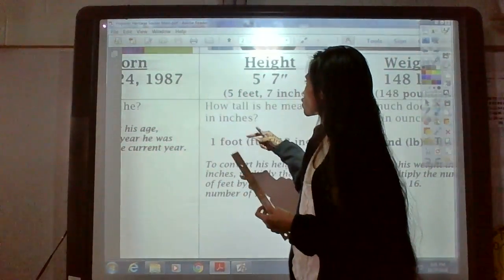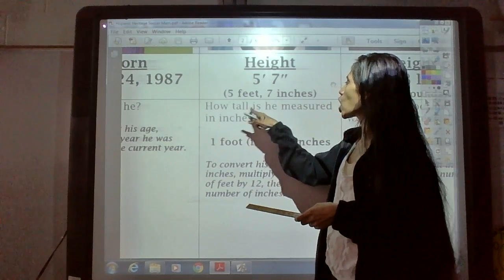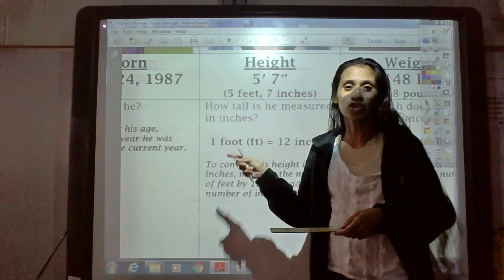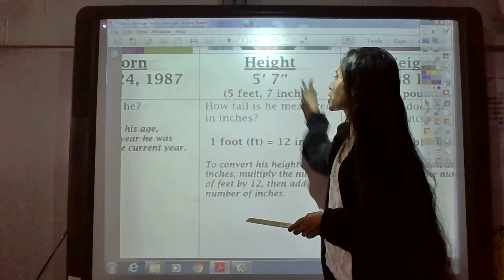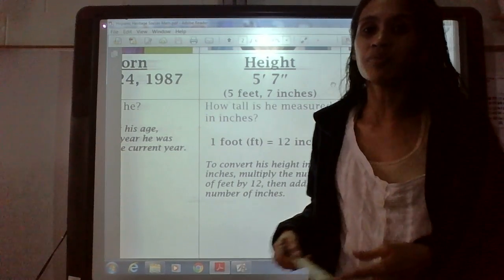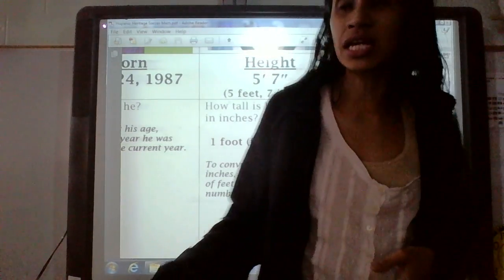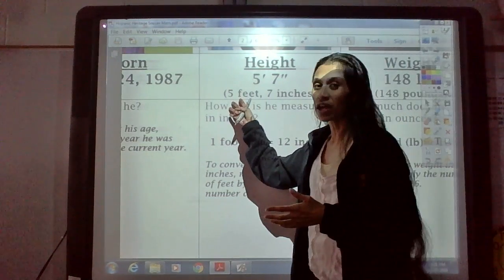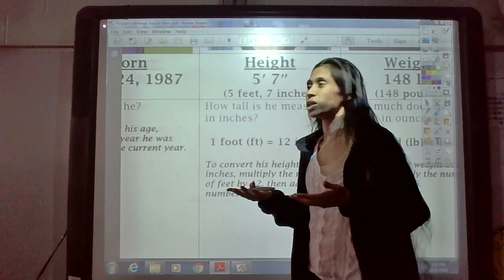So let's look at this first question. It says, how tall is he measured in inches? Okay, so we're not just looking at the 7 inches. We have to convert. Convert means to change from one unit to the other. So we need to turn the 5 feet also into inches.